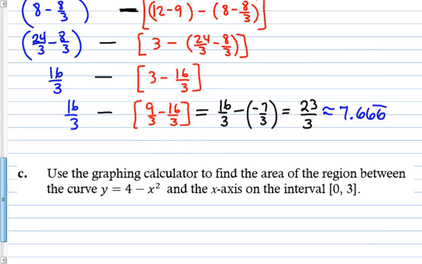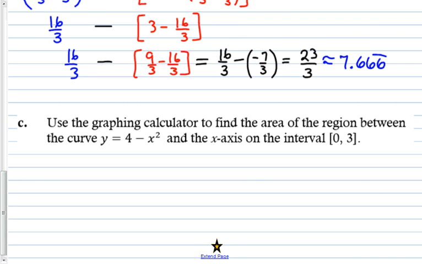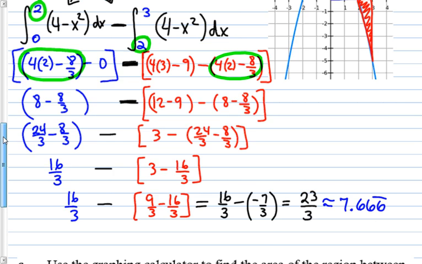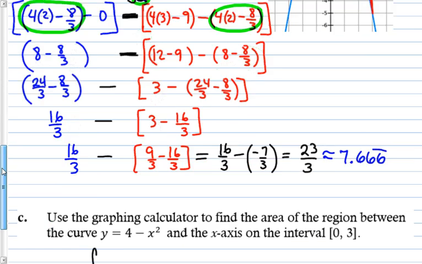Okay, C. Use the graphing calculator to find the area of the region between the curve. So now we're gonna do the calculator. Now, for the calculator, you're gonna have to enter it like this. You don't have to partition. You see here how we partitioned? We went from 0 to 2, and then from 2 to 3. I don't have to partition for when I do it on the calculator.